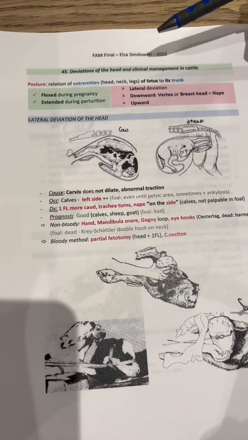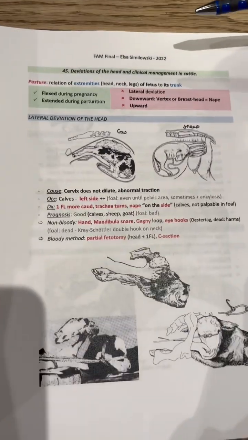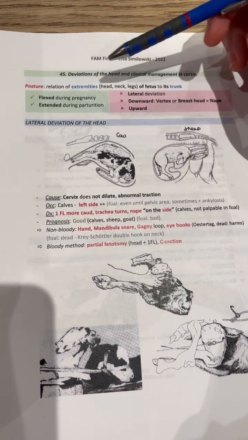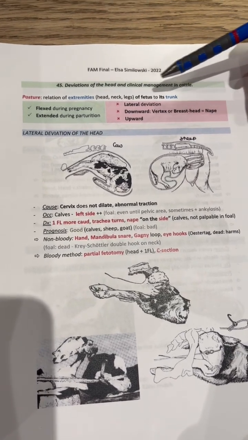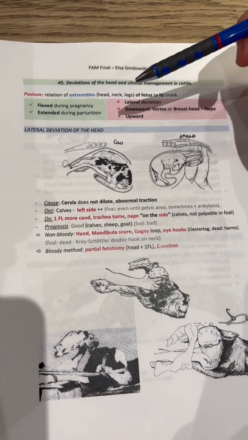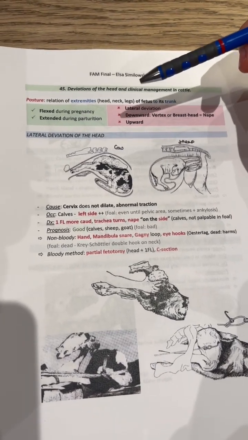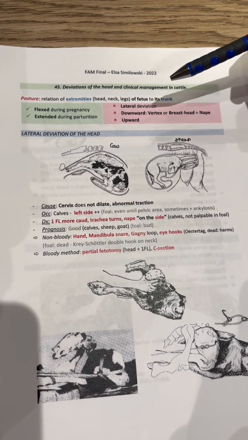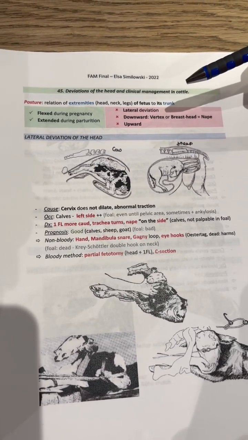Deviations of the head and clinical management in cattle. The posture is the relation of the extremities, such as the head, neck and legs, of the fetus to the trunk. They should be flexed during pregnancy and extended during birth. The possible deviations of the head are lateral deviation, downward deviation, or upward deviation.